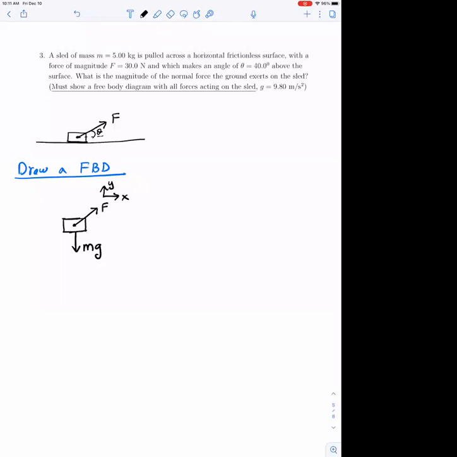What else is there? There is the normal force acting straight up, which is this ground here pushing up on this sled. And those are the 3 forces. Now, as this sled is moving to the right, there may be a force of friction between the ground and the sled, but here we are told that it is a horizontal frictionless surface. So there is no friction in this example. If there was, then I would probably draw a force of friction here to the left, but there isn't.